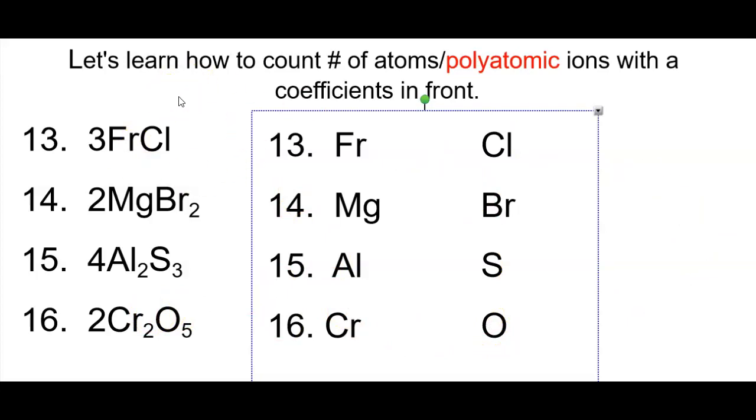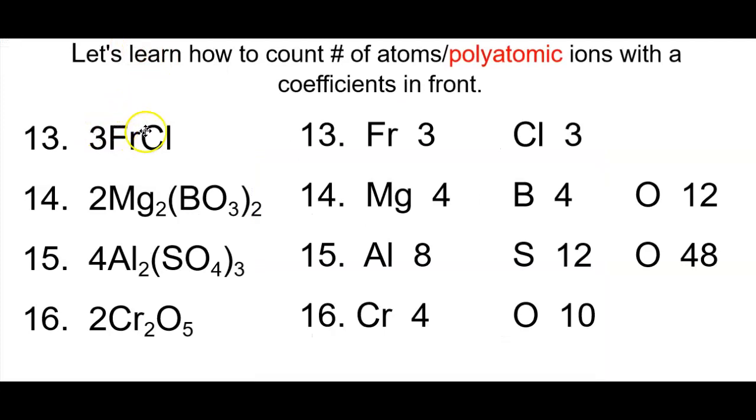You can count formulas by either polyatomics, if there are some, or everything by atoms. So either all atoms, or you can do atoms and polyatomics. In this case, we're doing all atoms. So let's see what we got with that 3 in front and 2 and 4 and 2 in front.